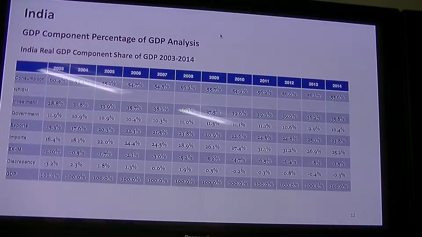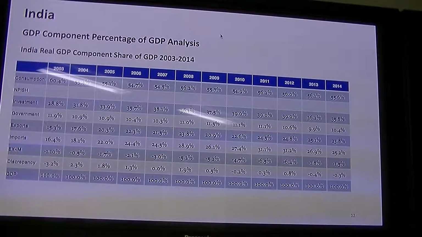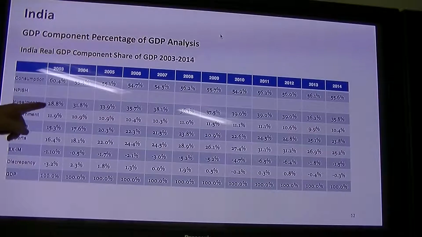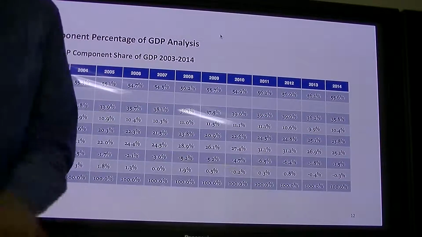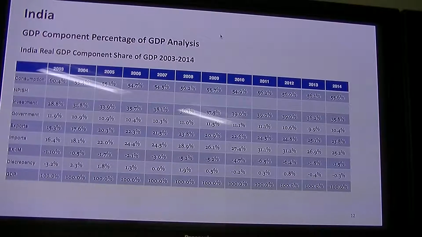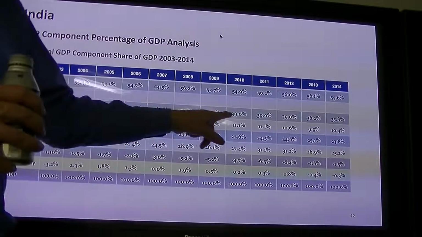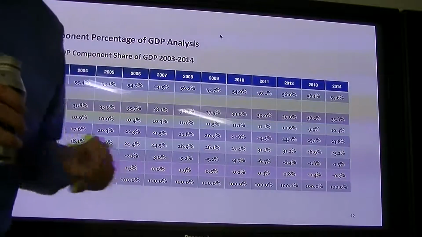Let's see, did I get that? Right, here we go. Okay. This is the real GDP component share. So this is the share of GDP. And one of the things we see is how investment has grown as a percentage of GDP. It's actually fairly healthy, to a fairly healthy level, 39%.